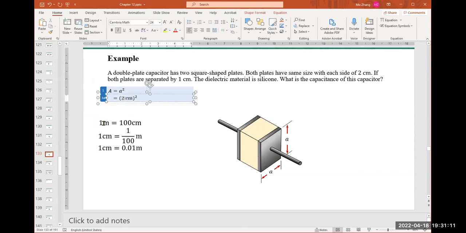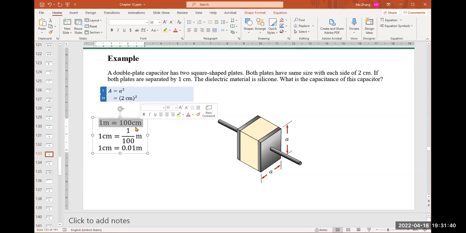So 2 centimeters equal how many meters? We know 1 meter is 100 centimeters, but this is defined. We want to know 1 centimeter equal to how many meters? We know one way, from meter to centimeter, but we want to know the opposite way, from centimeter to meter.